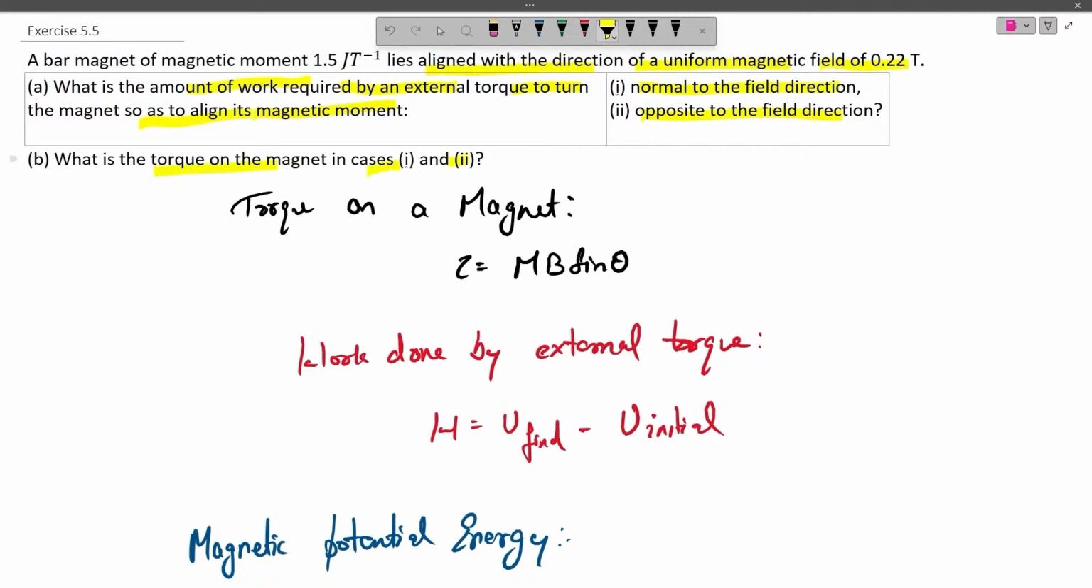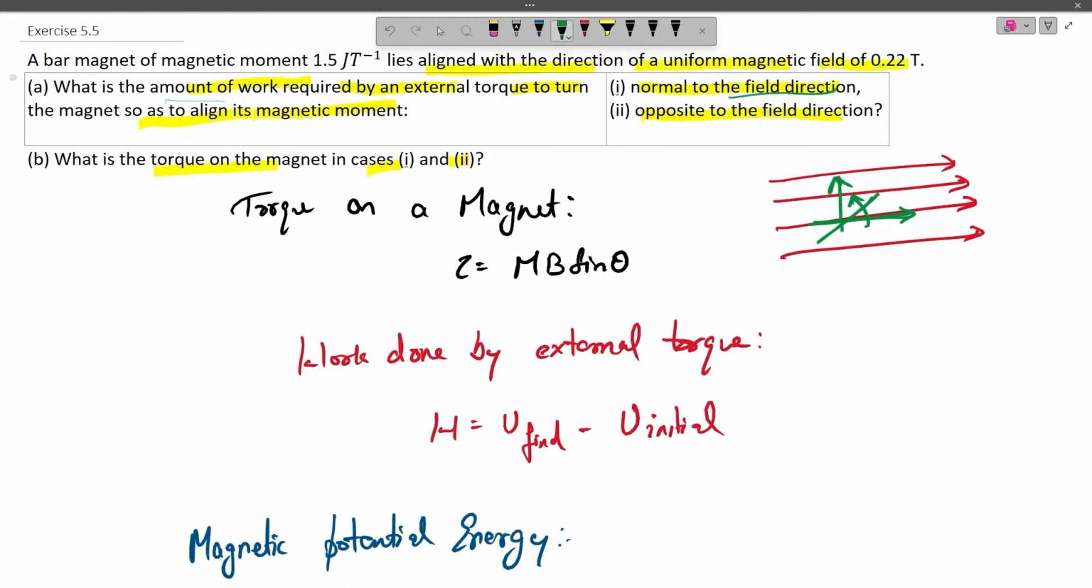So here the question is saying that we have got a magnet which is under a uniform magnetic field. If we assume this to be the uniform magnetic field and this to be the magnetic axis, we have to find the amount of work required by an external torque to turn the magnet so as to align its magnetic moment normal to the field direction. Initially it was aligned with the magnetic field. Now we have to turn this magnet so as to align it perpendicular to the magnetic field. In the first case, normal to the field direction, and in the second case we have to align it opposite, that is from this state to this state.